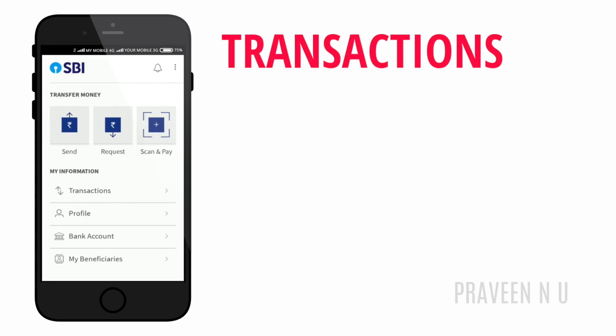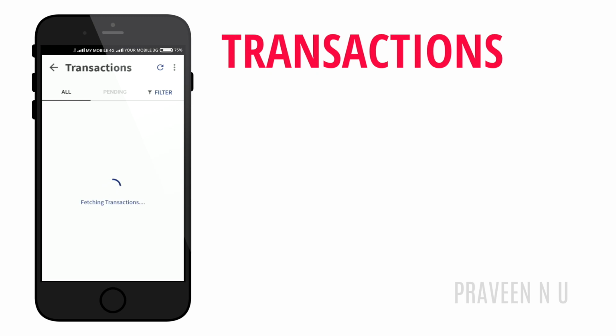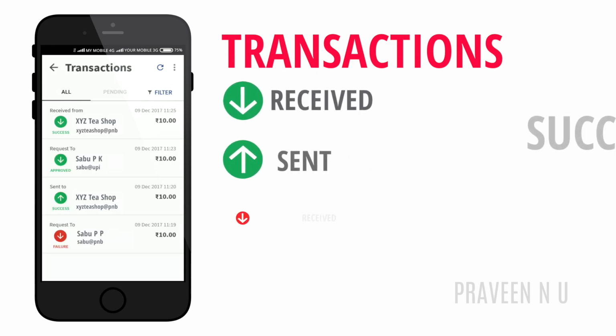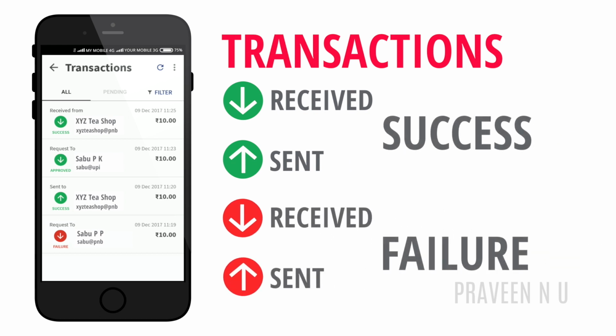We can see the whole payment history by checking the section called Transactions. We can see the status of the money sent, money received and payment requests. We will get the details of the successful transactions, failed transactions, time of the transaction and many more details from this section.